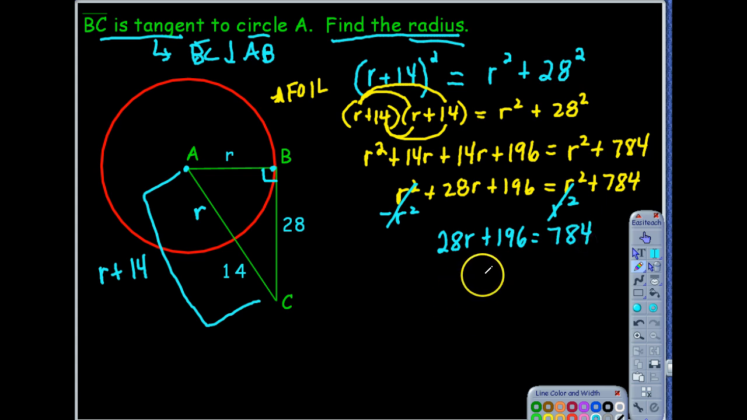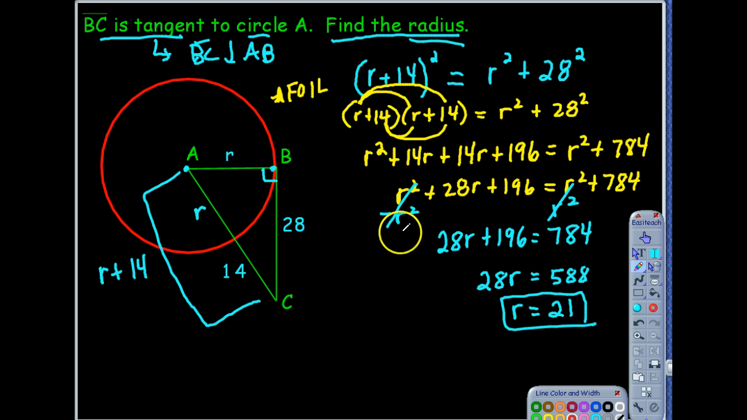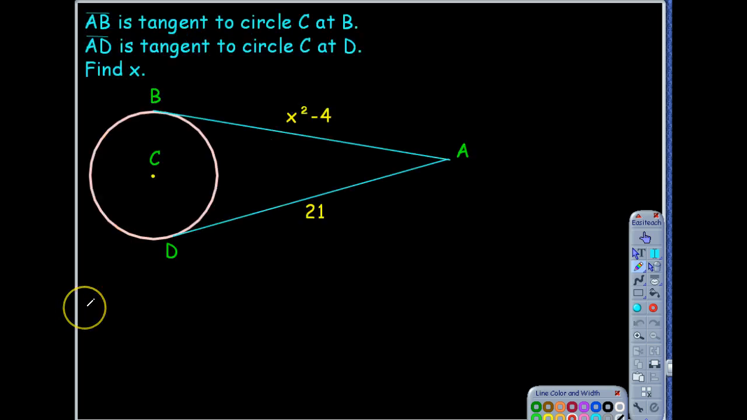Right. Okay. So now we can go ahead and subtract 196, which is going to give us 588, and then divide by 28, which would give us 21. And now, here's the deal. This is where you want to think logically, too. Would it make sense for this radius to be 21? Well, if I put 21 here and 21 here, that's going to make this side, what, 35, right? Would 21 squared plus 28 squared equal 35 squared? And it works. So we're good. All right.